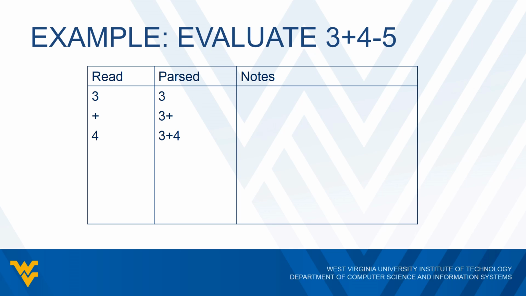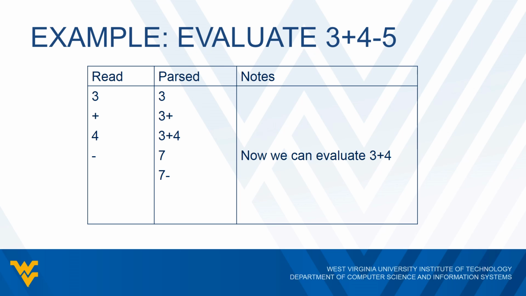Well, not so fast. We can't evaluate this yet because we don't know what the next operator is. If it's a multiplication symbol or a division symbol, that's going to take higher precedence. So we need to at least see what the next symbol is before we would evaluate this portion of the expression. We read a minus sign, so since that's at the same precedence level as the plus sign, we can do 3 plus 4. We can evaluate it. That gives us a 7, so we put that in place for our expression.